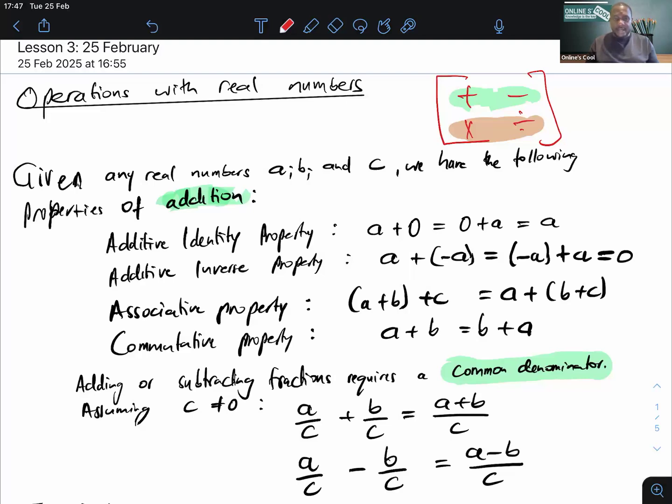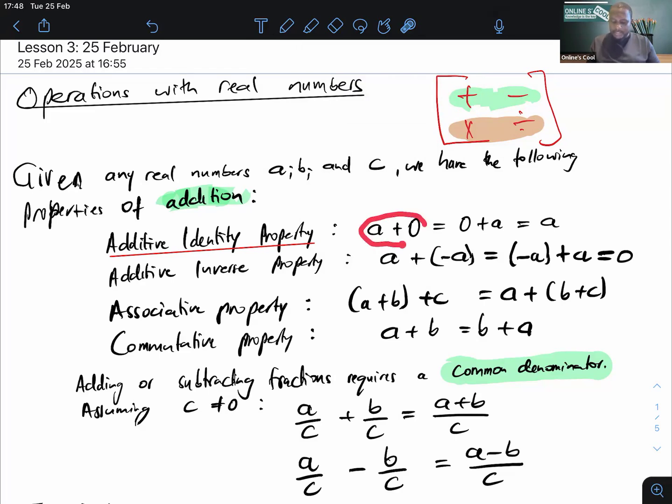So the first property we have is the additive identity property. Basically what this means is that when you have a real number, say that real number is A, and that A could represent 5, could represent 10, could represent whatever. If you take that real number and then you add a 0, you can also write it this way.